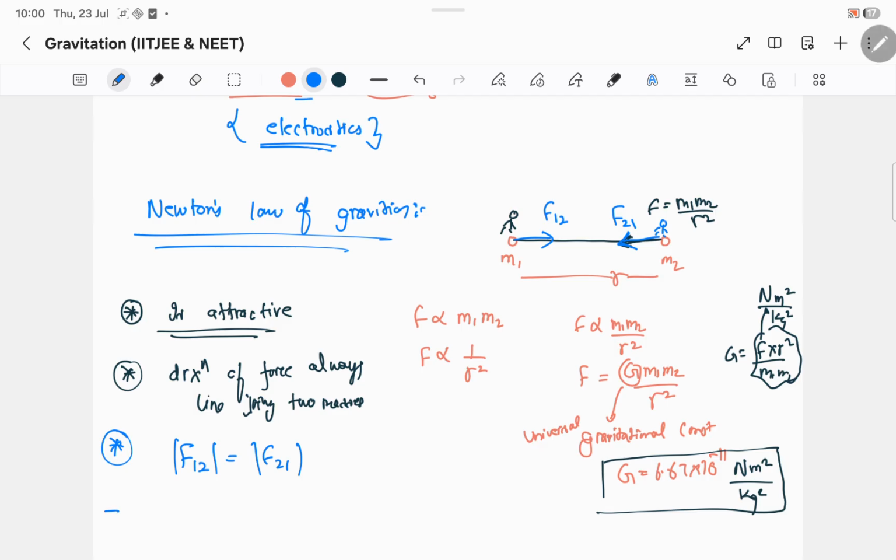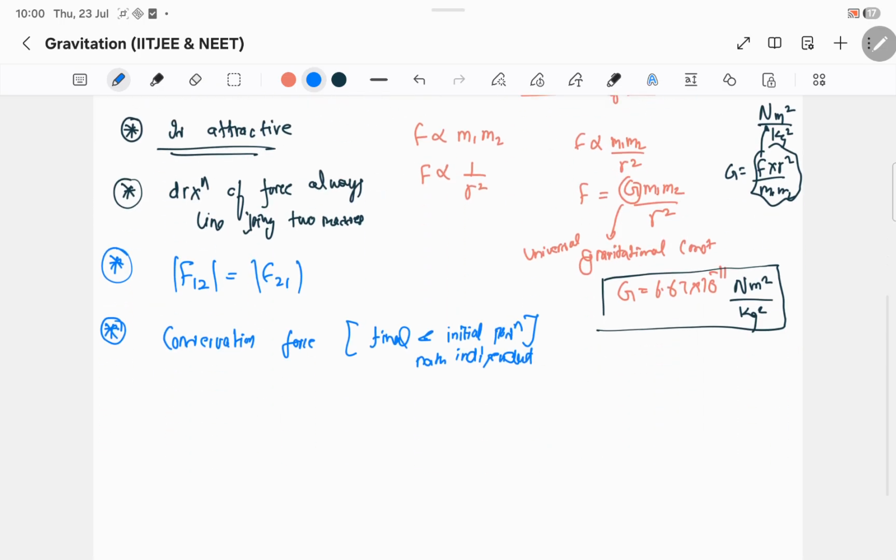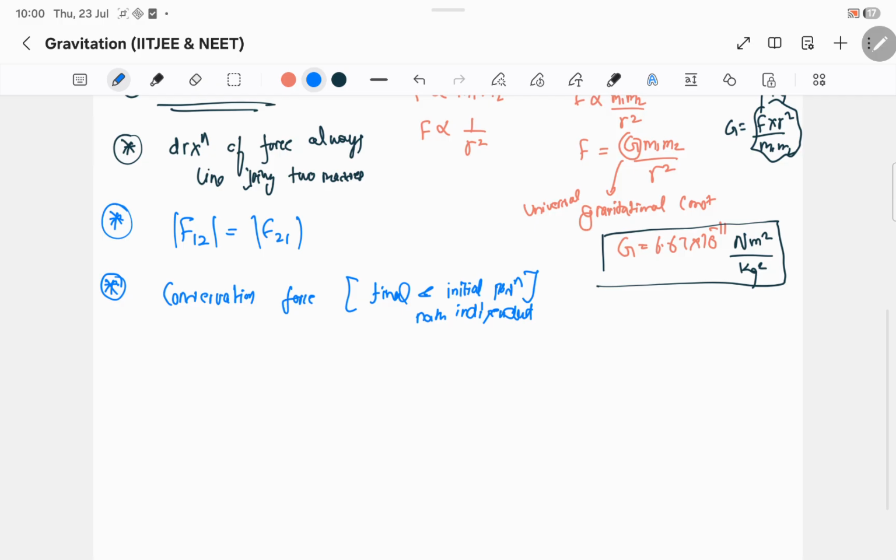Along with this, you must have studied what conservative and non-conservative forces are. Gravitational force is conservative in nature. Conservative means it depends upon the final and initial position; it won't depend upon the path, so it is path independent. And you can also remember they will be in pairs.